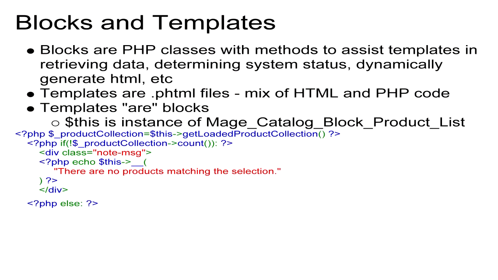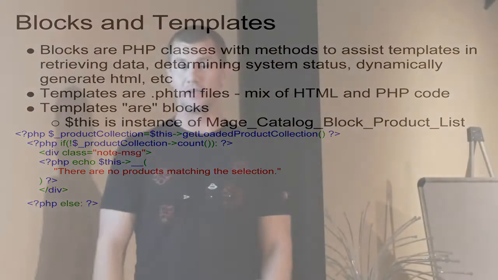Templates are PHTML files, basically just a mixture of HTML and PHP code. The next line there says templates are blocks, in quotations. What that means is that when you're in a PHTML file that's implementing a template, this is actually an instance of the block class. So that's how you call functions in the block class, because the template is actually an instance of the block class.